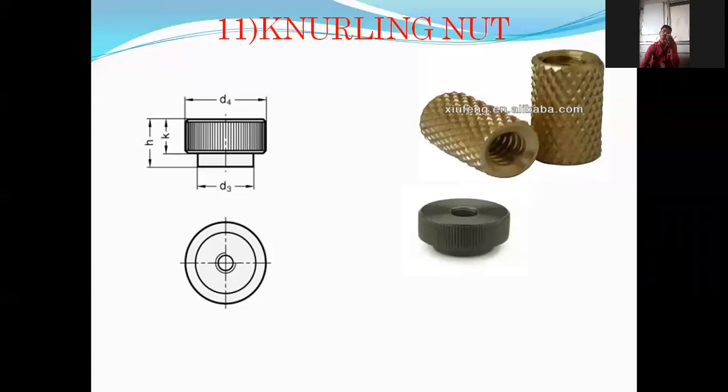And when this structure is provided on a nut, then it is called a knurling nut. What is an example of this? Bicycle. Cap of bottle. Very good, cap of bottle. Which type of threads are there on the bottle cap?